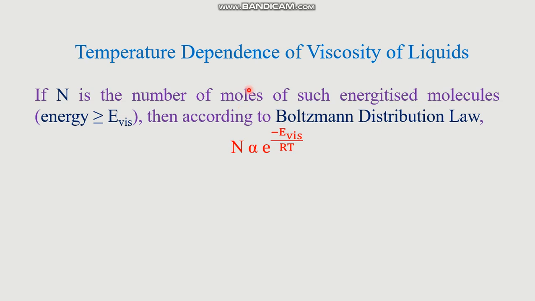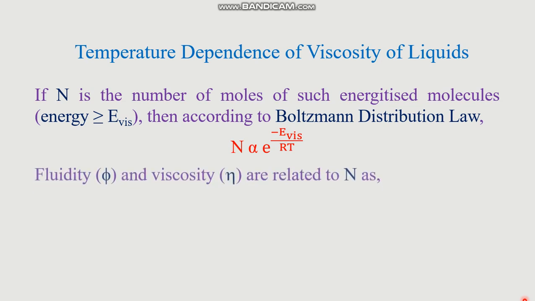Here I have written number of moles. In some textbooks it is written number of molecules, but do not get confused with these two, because if you write number of molecules, then you have to write the molecular activation energy epsilon_vis, and in place of R you have to mention the Boltzmann constant k. But since I have written it in the mole unit, I have written the molar viscosity activation energy, whereas in place of k I have written the universal gas constant R. So you have to be very much alert about these two things.